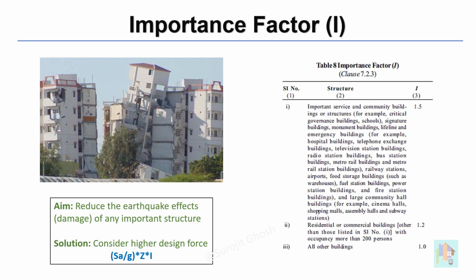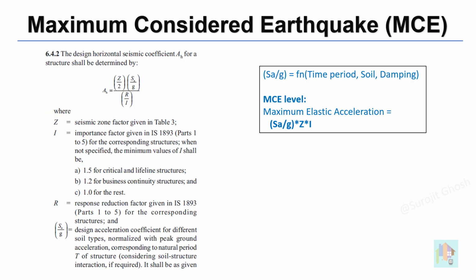All structures are divided in 3 categories as mentioned under Table 8, and different factors are used. 1.5 for critical structures, 1.2 for all residential and commercial buildings with more than 200 occupants, and 1 for any other structure. Till now, we have calculated the design acceleration coefficient SA/G based on soil condition and natural period, multiplied it with a factor to consider the peak ground acceleration in different zones, and an importance factor.